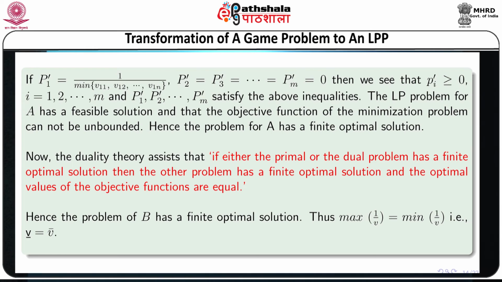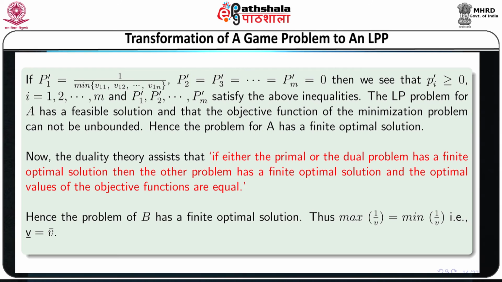Since the problem is a minimization problem and Pi dash are all greater than or equal to 0, its value is always greater than or equal to 0. So, the minimum value will be obtained when the value of the objective function is equal to 0. That means the problem for A has a finite optimal solution.